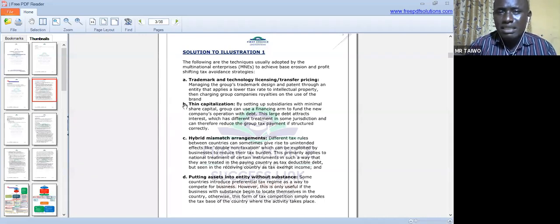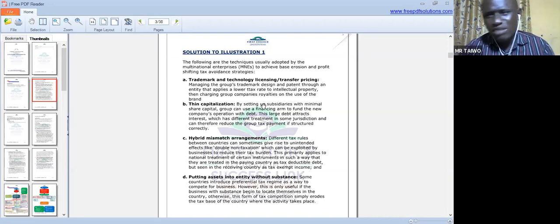Now, the second part, which you need to explain to the examiner as a technique of carrying out BEPS, is thin capitalization. I know you'll be asking me that: when we say thin capitalization, what do you mean by thin capitalization? When they say a company is thinly capitalized, that means that company is geared. I hope you're getting me now.